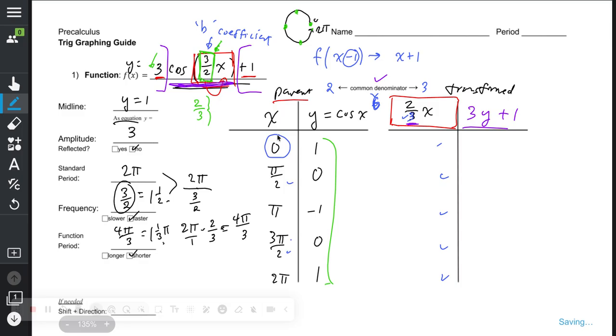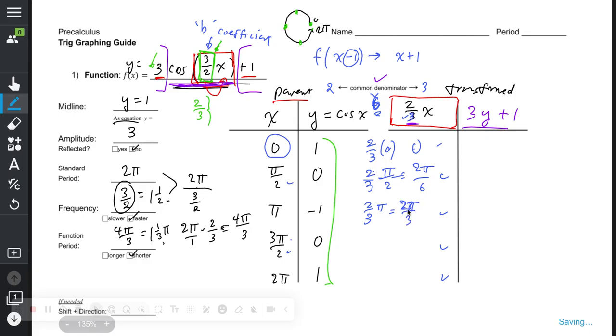0 is my x, so 2/3 of 0. Okay, that's an easy one. That's 0. What's 2/3 of pi over 2? Okay, when you multiply fractions, you just multiply the tops and the bottoms, so you're going to get 2 pi over 6. Okay, that's our common denominator, which is good. How about 2/3 times pi? Well, that's 2 pi over 3.